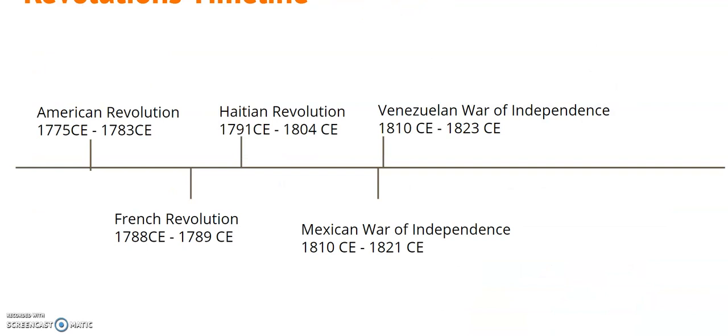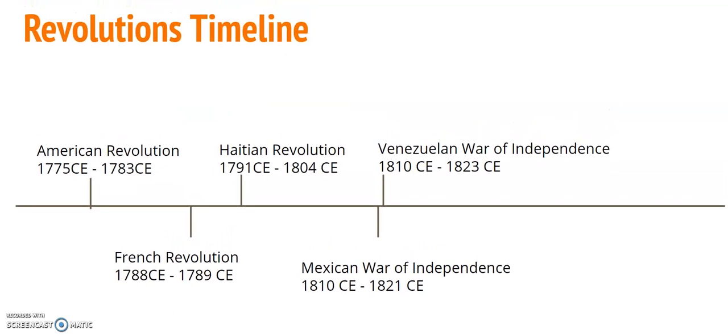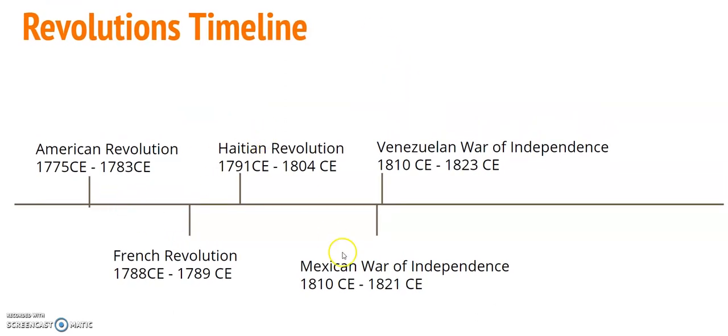Now, if we go up here, this is our revolutions timeline. So we are going to learn about 5 different revolutions in this class. We are going to learn about the American Revolution, the French Revolution, the Haitian Revolution, the Mexican War of Independence, and the Venezuelan War of Independence. So the American Revolution happened first, in 1775 CE to 1783 CE.